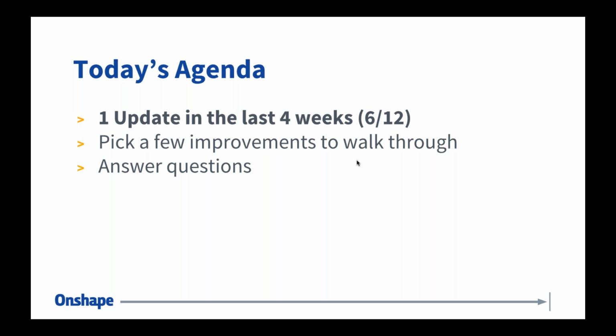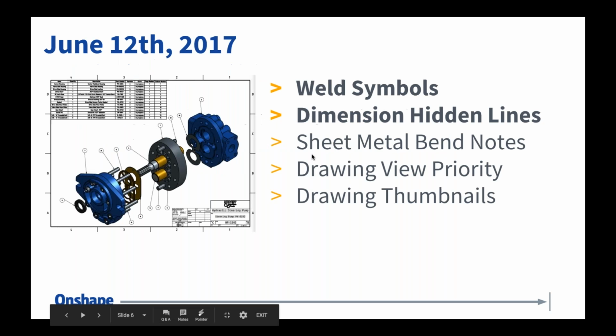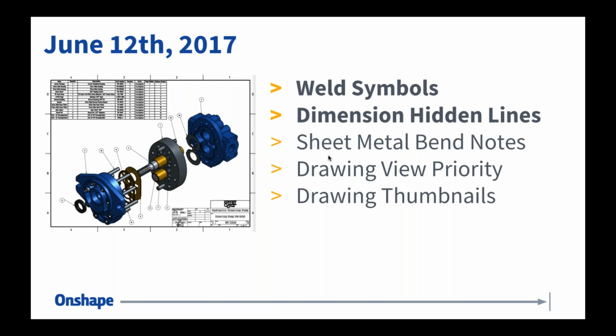I'm going to take a few improvements from this update and just cherry pick them and walk through them real quickly. It's not a lot, so we're going to get done really quickly here. So again, feel free to ask any question that you'd like in the questions dialogue. But let's dig into it. Now, the update on June 12th, the big one I would say, in my opinion at least, the biggest one in drawings is Weld Symbols.